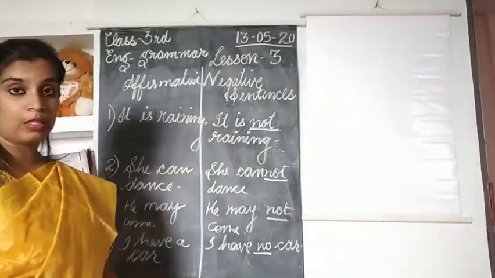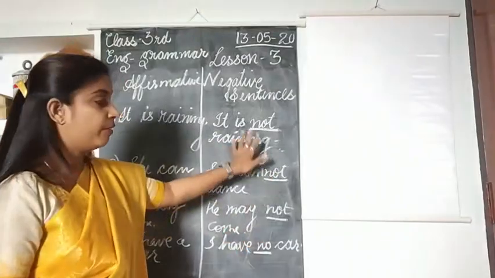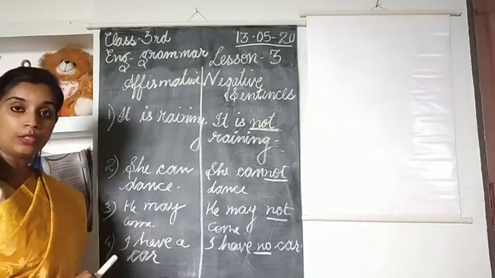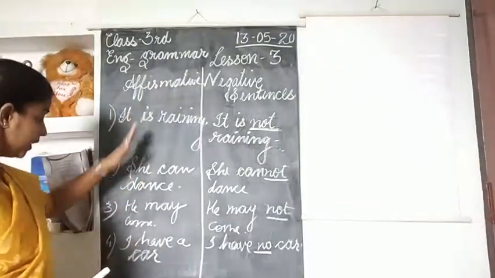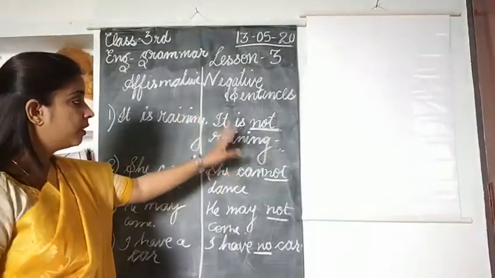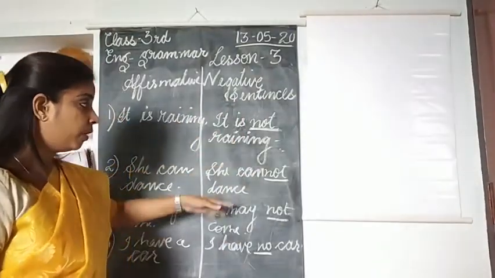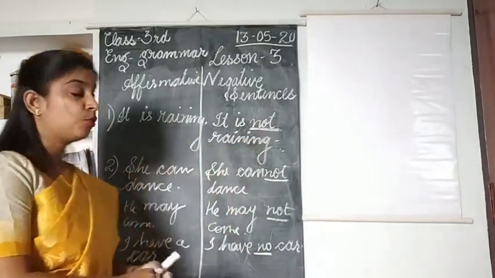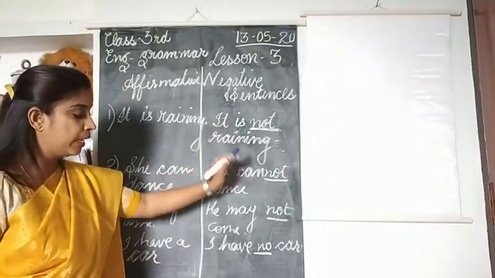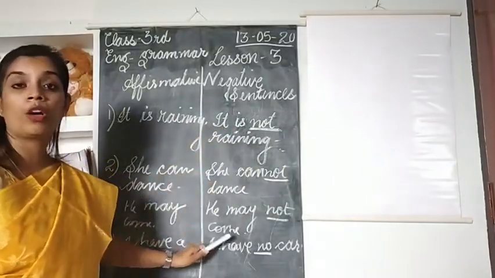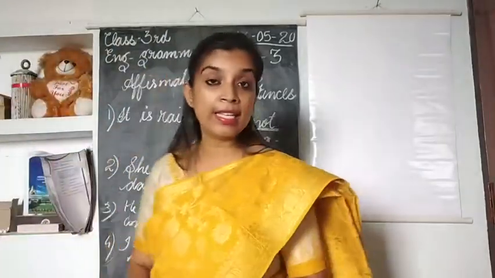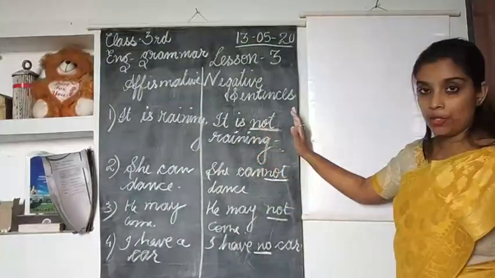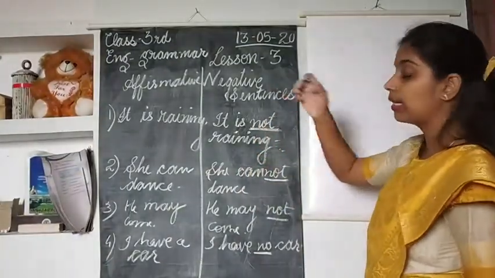The basic difference is the use of the word no, never or not. In affirmative sentences, nowhere you can use these words. Nowhere are these words used in any of the sentences. But in negative sentences, in all the examples which I have given, you can see the use of the word no, never or not, which shows that it is a negative sentence. So the basic difference is the presence of no, never or not in a sentence. If it is present there, it is a negative sentence. This is the basic difference which you need to remember, children. I hope this is clear to you all.